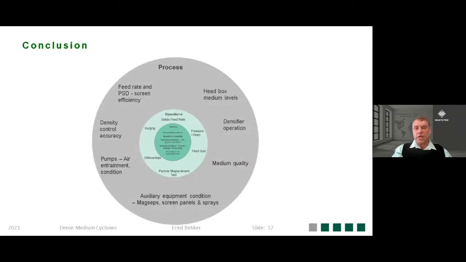And thereafter you stand further back and you look at the overall process. What are the levels in your head boxes? Densifier operation, quality of the media, density control, feed rate, plant feed rate. Is there maybe air entrapment, and the auxiliary equipment that is present in the process? And if that is also being optimized and sorted, then you have the optimum dense media circuit.